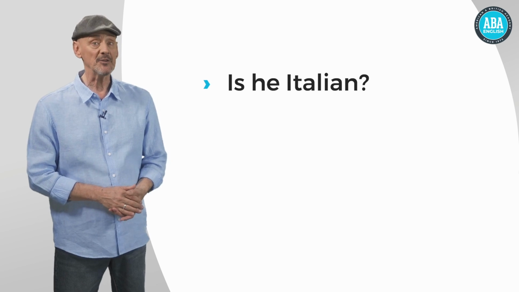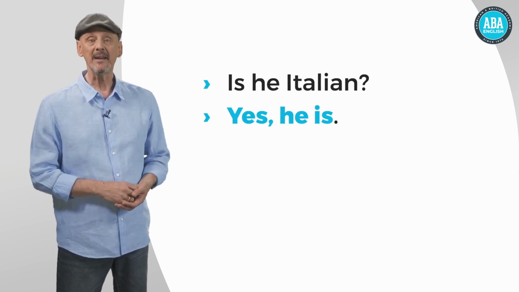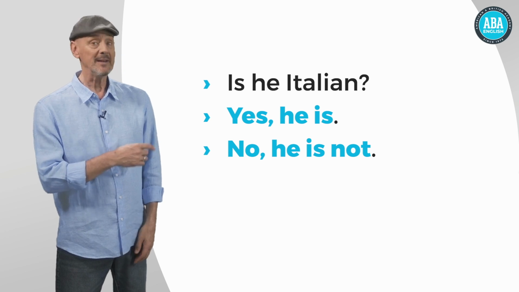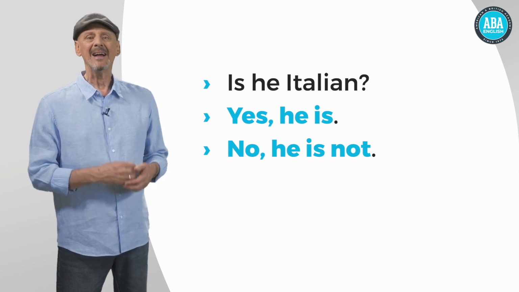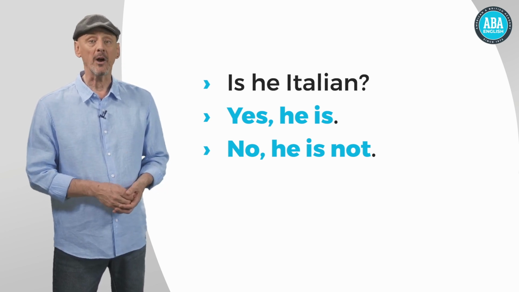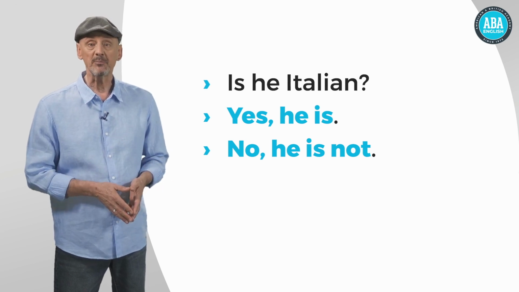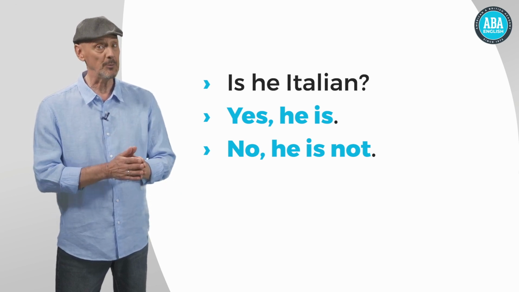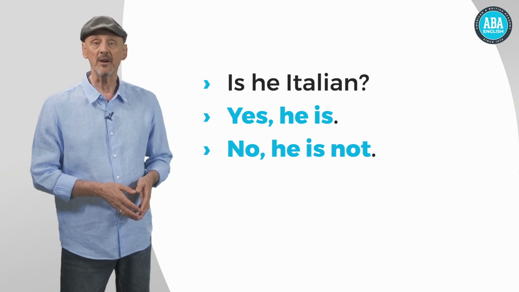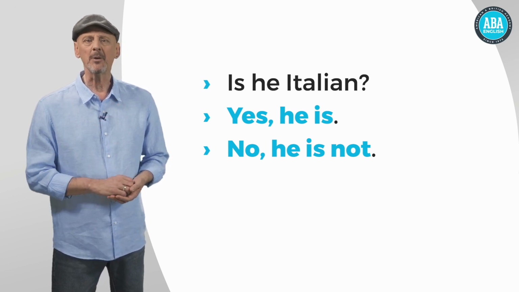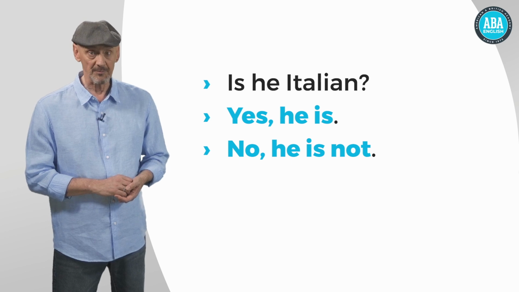The affirmative answer is yes, he is. And the negative answer is no, he is not. As you can see, we form the short answer with yes or no, plus the subject pronoun and the verb to be in the present simple affirmative or negative. Let's see a couple of extra examples.